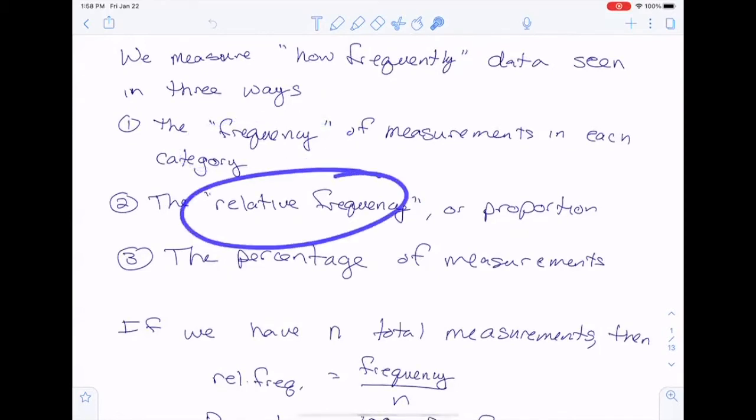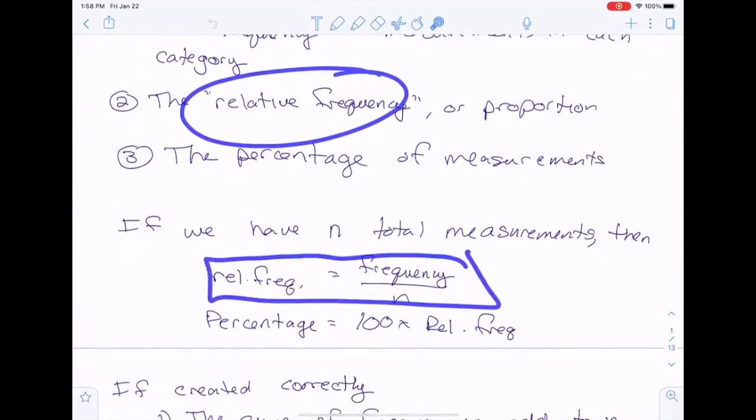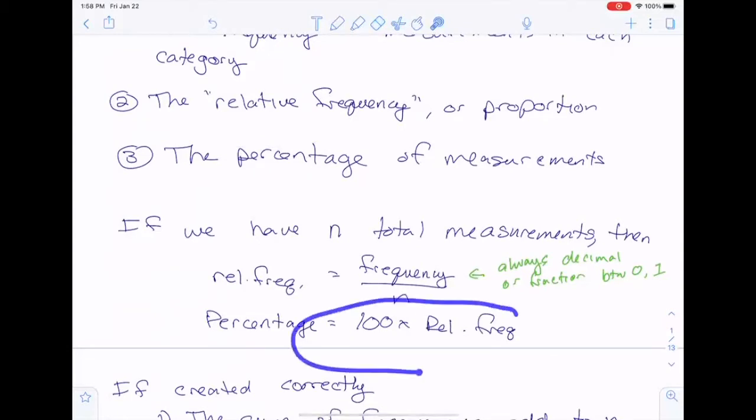And frequency is just kind of our total count. If I want to look at relative frequency, to find relative frequency, I'll just take the frequency and divide it by n, our total number of things. And then this is always going to be a decimal or fraction, right? Always a decimal or fraction between 0 and 1. And to find a percentage, of course, we're just going to take our relative frequency that we just found and multiply it by 100.